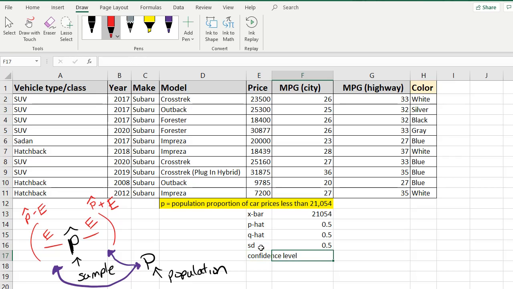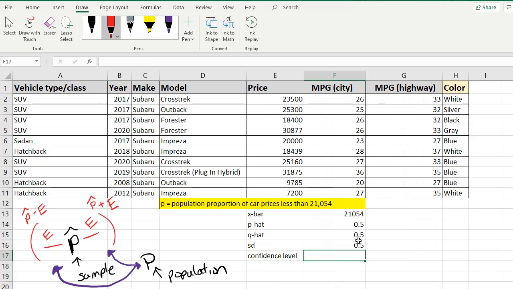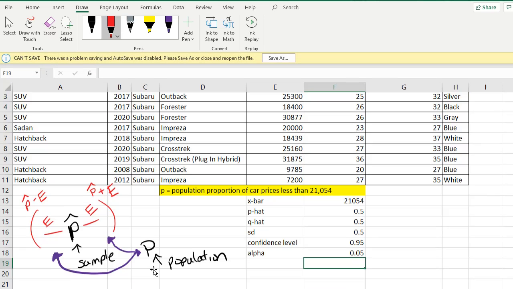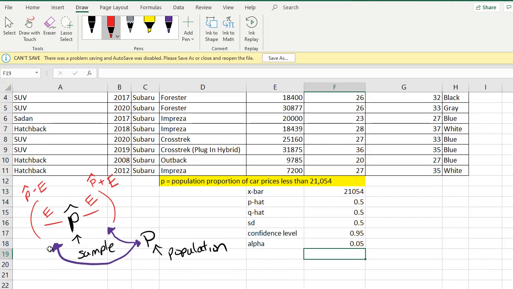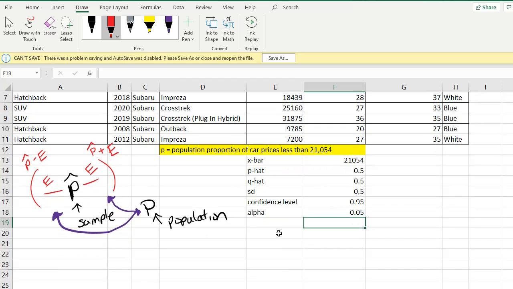The confidence level. My confidence level right now, let's use 0.95, 95% confidence. Then alpha is always 1 minus your confidence level. Alpha is your type 1 error. It's your acceptable error, right? So we're 95% confident that the population proportion is somewhere in this interval. And then we have basically an acceptable 5% mistake rate, or error rate. Okay.